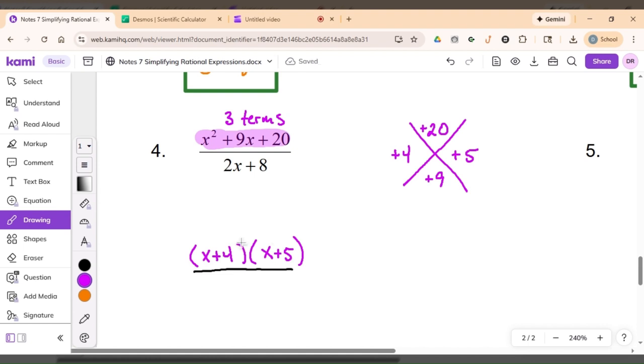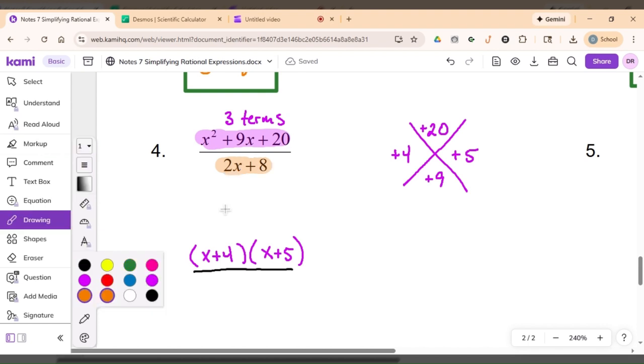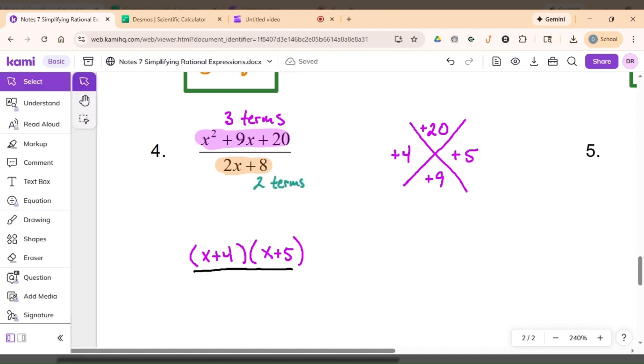Now, what I'm hoping is one of these 2 factors shows up in our denominator. That's how we cancel. I want to figure out if I'm going to end up canceling the x plus 4 or the x plus 5. So we check that denominator and notice how many terms it has. Rather than 3, it has 2. So we have 2 terms down here. Okay, and with 2 terms, we always try GCF first. So let's check out, is there a GCF? Is there something I can divide them both by?